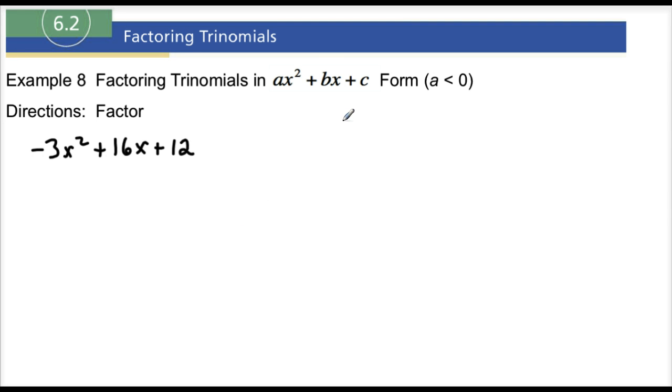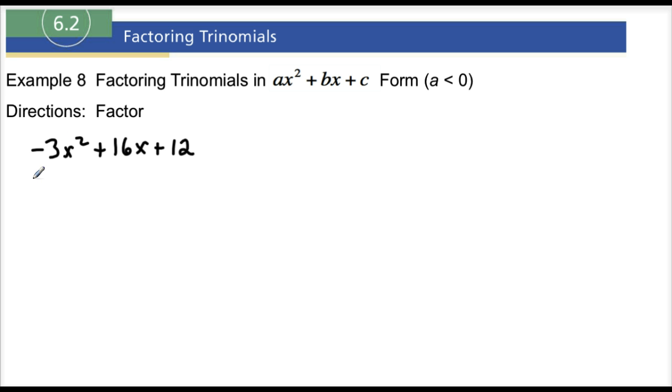Let's factor this trinomial, and it's still in our same form that we've been dealing with, ax squared plus bx plus c. But this time, what happens when the a is less than 0? And it's just one slight change that I would make to this. If you're factoring a trinomial when your a is less than 0, you could do yourself a big favor by just factoring out that negative sign.